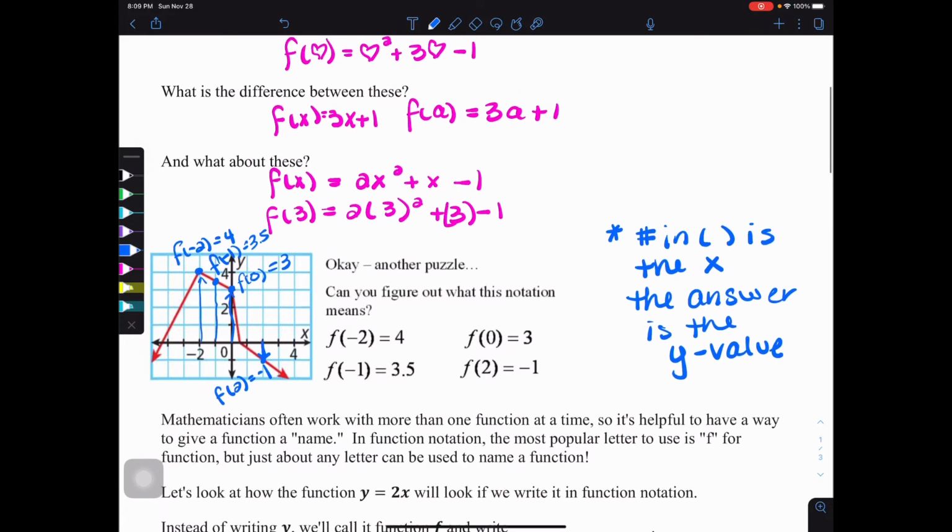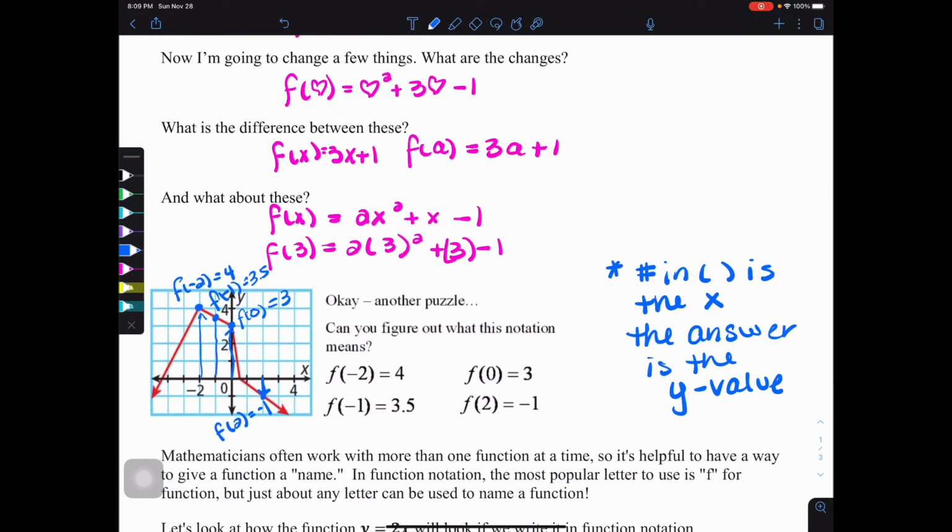So if I go back up and look at our last example, where we had F of X equals 2X squared plus X minus 1 and F of 3 equals 2 times 3 in parentheses squared plus 3 minus 1, I can see that since X was replaced with 3, the 3 went into all the places that X was. Now if I actually wanted to complete it, I would do 3 squared is 9. And then 2 times 9 is 18. 18 plus 3 would be 21, minus 1 would be 20.